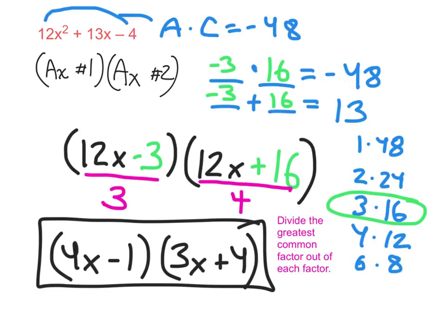After I do that, I'm left with my factored form of 4x minus 1 times 3x plus 4. And if I want to check that I did it correctly, I can just double distribute. And just a quick check of the middle terms says it's plus 16x and minus 3x, which is the 13x. So I can feel good that I factored this correctly.